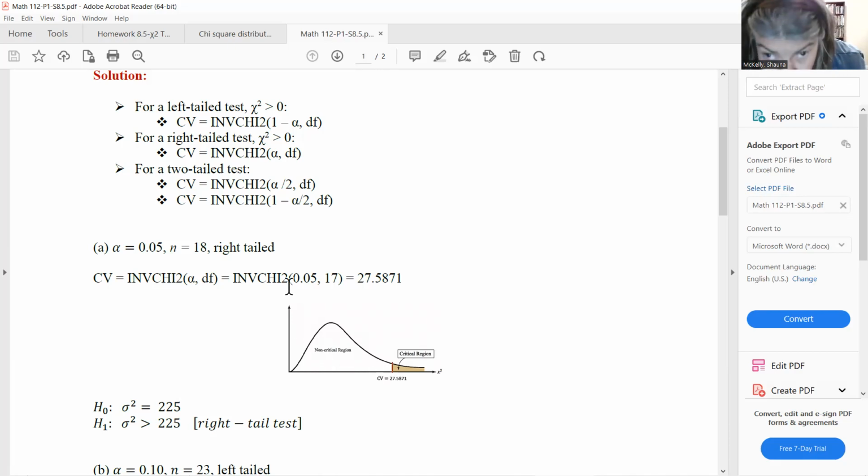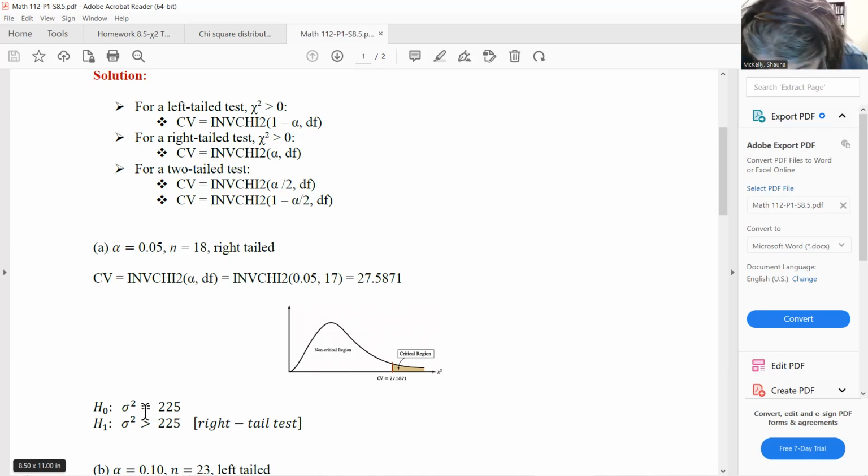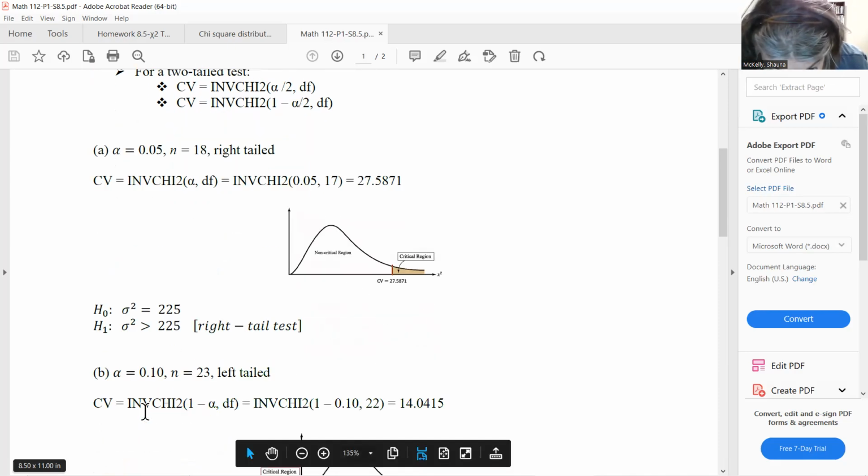Now, if it's a right tail test, then here we have, she put equal here, okay? Equals to 25 versus greater, it's a right tail, okay? Let's do another one. The next one she gives us on the homework is alpha is 0.10, n is 23, left tail.